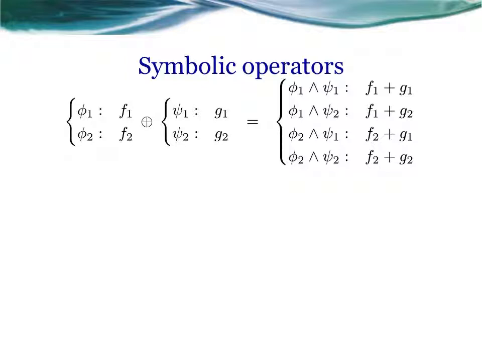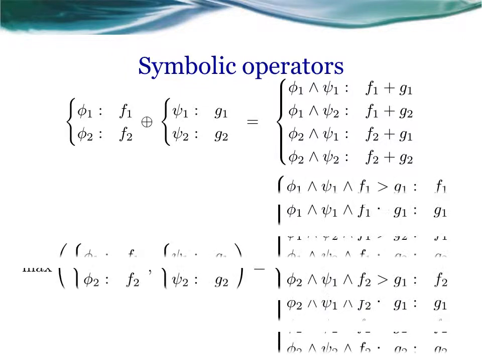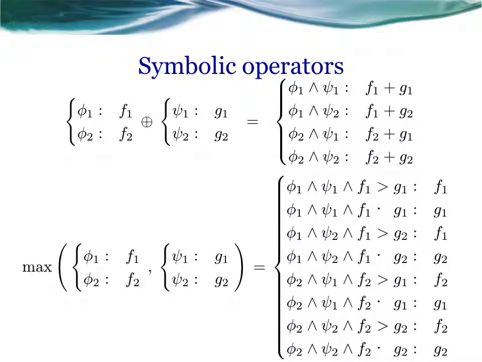For example, adding two symbolic functions f and g, we simply take the AND of the constraints, phi1 and psi1, and we sum the values of f1 and g1. Similarly, maximization is trivial since you can take any two partitions and you can AND the constraints and also see if the value of f1 is bigger than g1. In that case, the maximum would be f1 and so on.